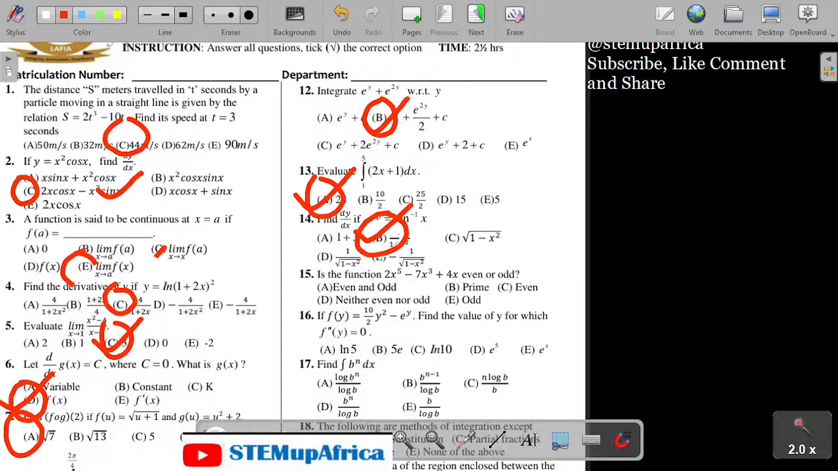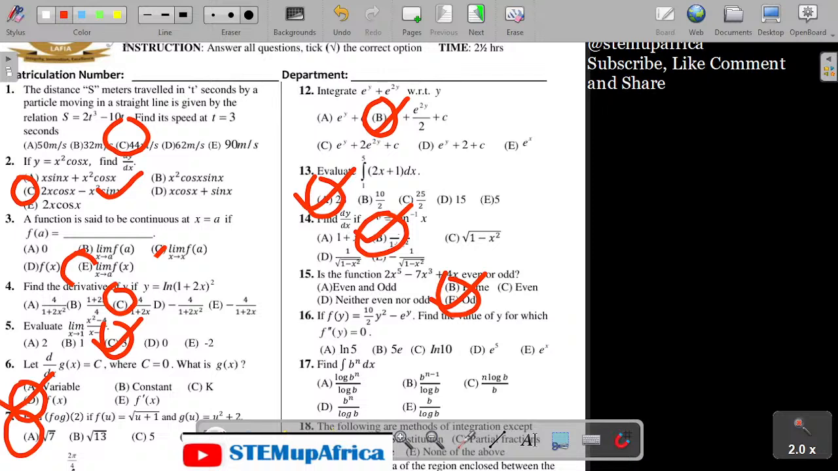Okay? He said, is the function of this odd or even? So we have 5 and 3 as the power, then 1. So no doubt this is an odd function. It's an odd function. Option E. It's an odd function.